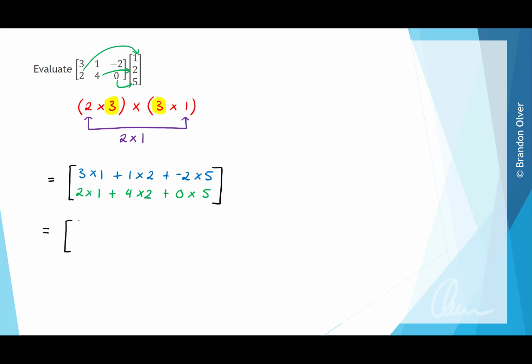So for the first entry, 3 times 1 is 3 plus 2 minus 10. And the second entry is 2 times 1 is 2 plus 8 plus 0. And then when we calculate that, we find 3 plus 2 is 5 minus 10 gives -5 as the first entry, and 2 plus 8 plus 0 is 10 as the second entry. So that is the resultant matrix for the product shown above.